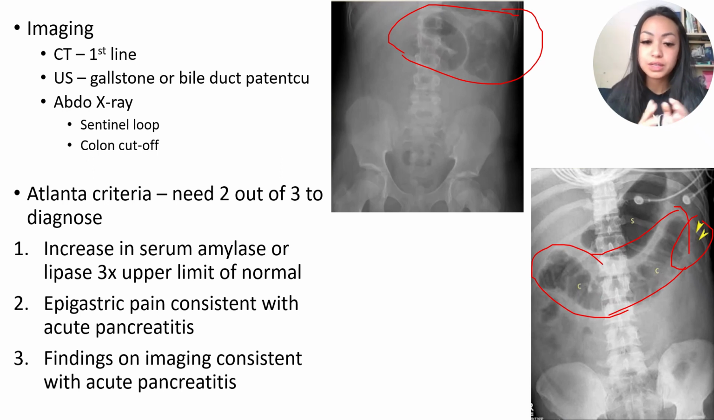Again, to review the Atlanta criteria, you need 2 out of 3. First one is elevated serum amylase or lipase. Number 2, epigastric pain consistent with acute pancreatitis. And number 3, imaging consistent with acute pancreatitis.